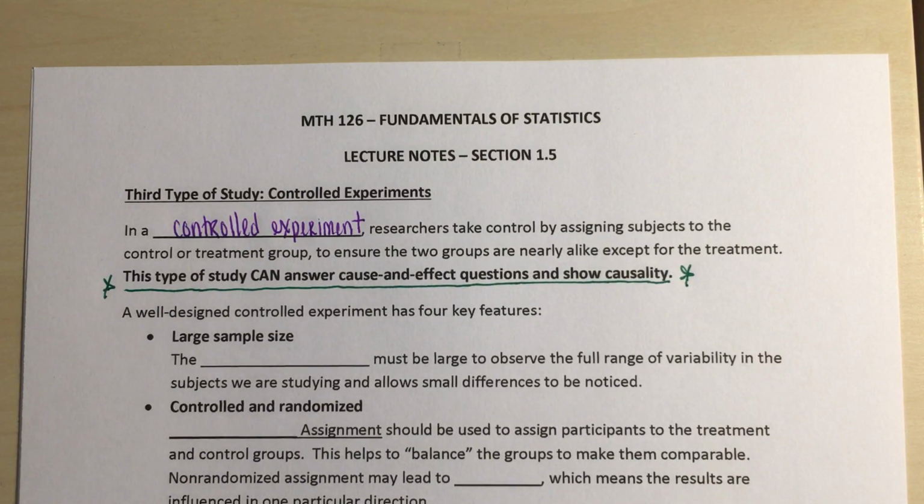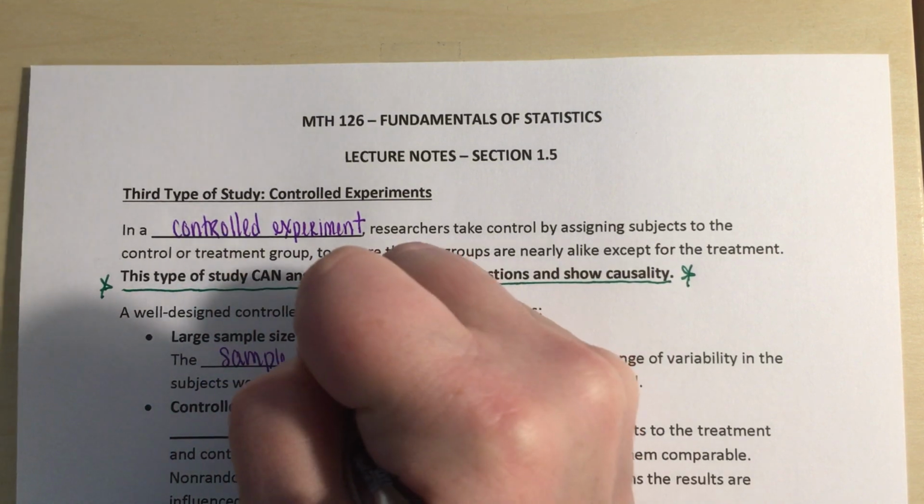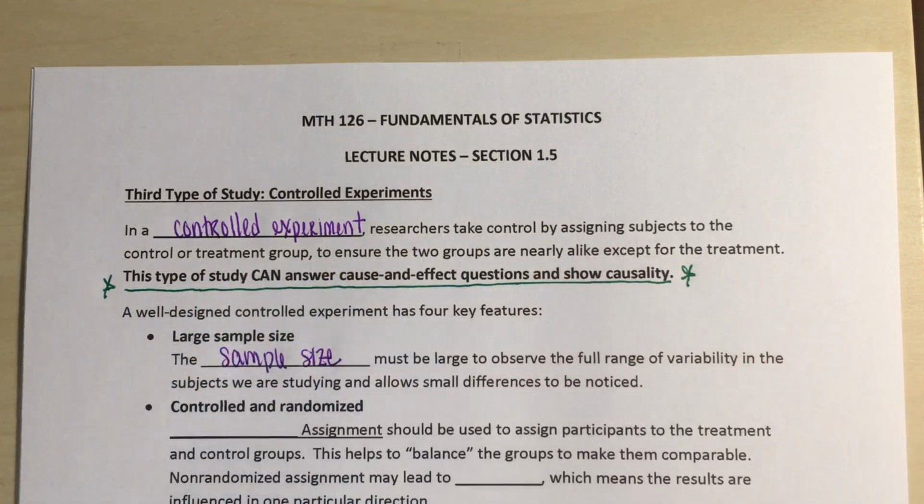Right? So as we're thinking about our controlled experiments, there's a few different things that controlled experiments need to have. So a well-designed controlled experiment has 4 key features. Right? So the first is a large sample size. So the sample size must be large enough to observe the full range of variability in the subjects we are studying and allow small differences to be noticed.